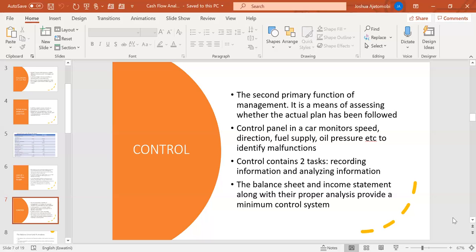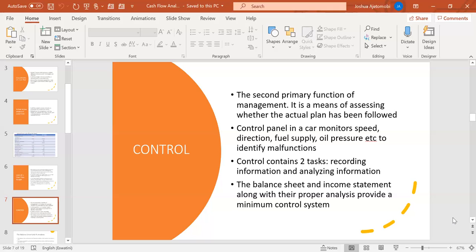Okay. So just look at your car. If you look at the dashboard, that is a kind of control panel. There you will see the speed, the direction, the fuel supply, the oil pressure, and so on to identify malfunctions. In the same way, you must develop a control system for your plan. That is very, very important. Control contains two major tasks. One is recording information, and the second one is analyzing the information.